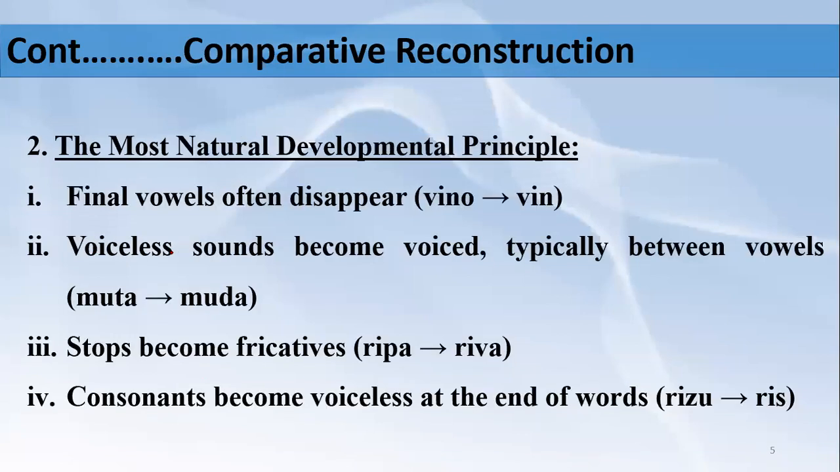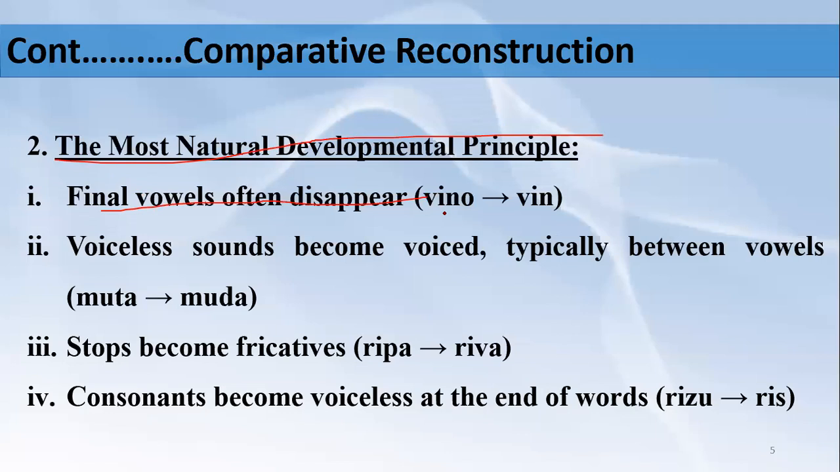Moving to the second principle, which is the most natural developmental principle. Now this principle has got four sub rules, or you may say four sub principles. The first principle is that final vowels often disappear.